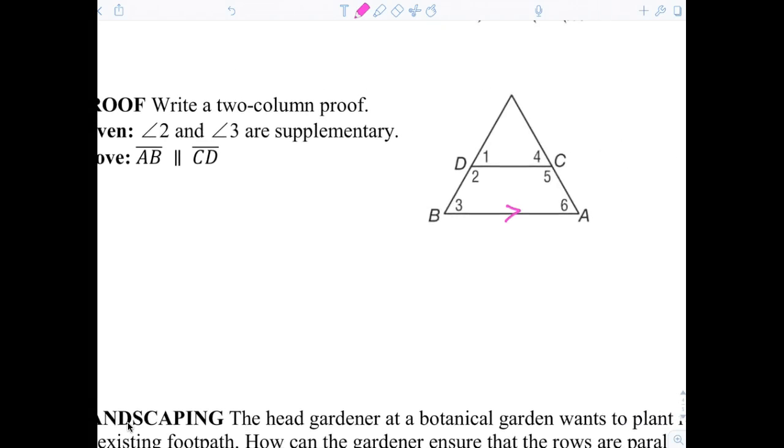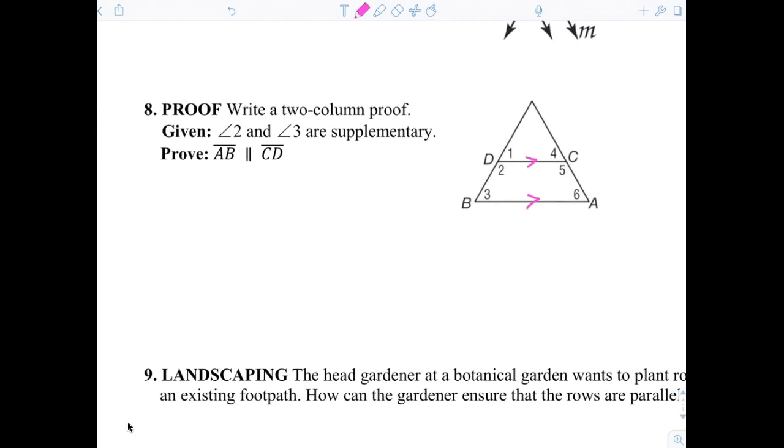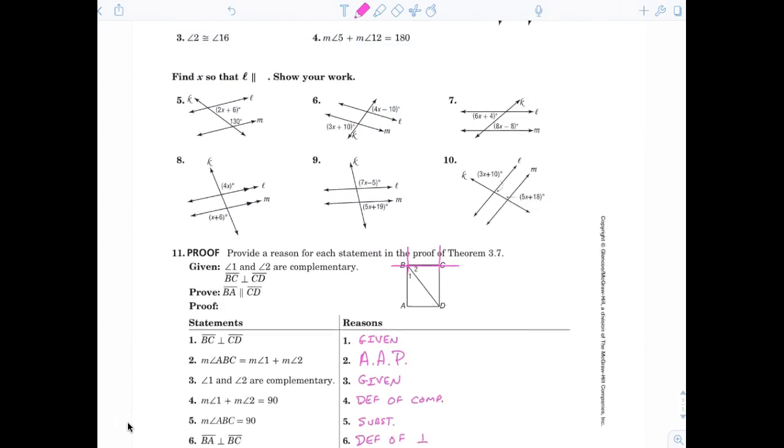Isn't that just one step? I don't even know what they're trying to do on that. Yeah, that's nothing. Right, exactly. Angle 2 and 3 are supplementary, given, right? And they're consecutive interior angles, therefore they're parallel. Again, that's not even challenging. I don't know why that's there. That should not even be there.